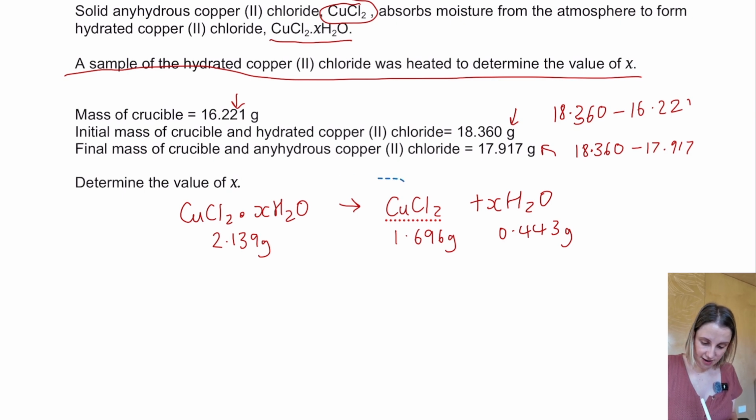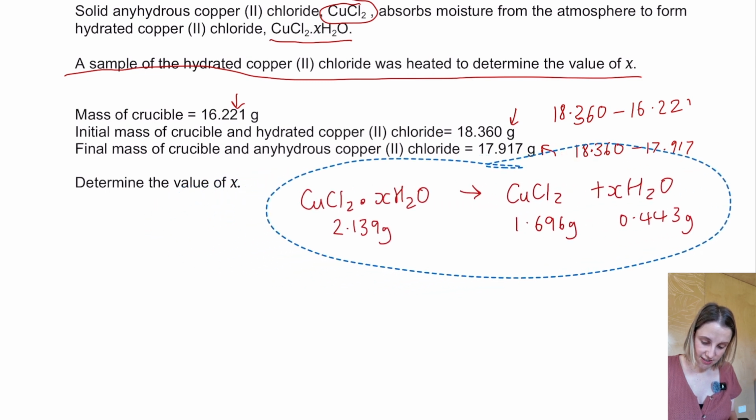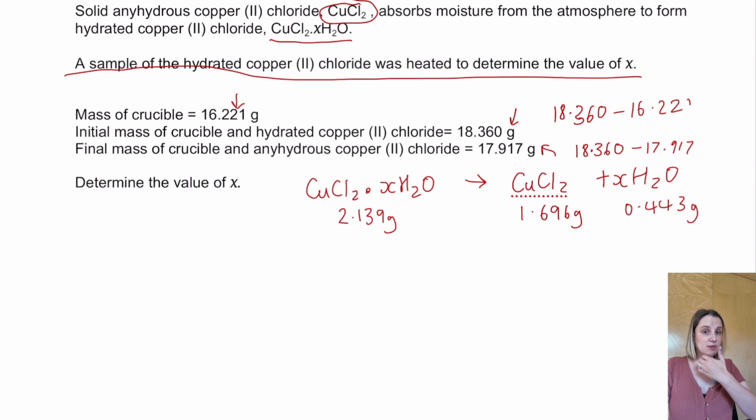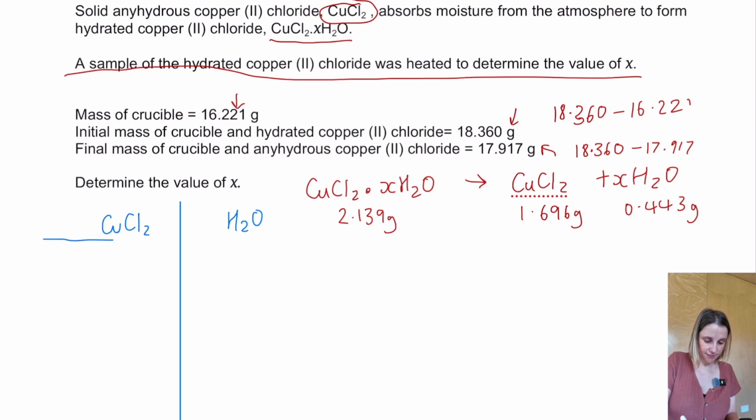Now, the reason that I say that this is really similar to an empirical formula question is because in empirical formula, where we were comparing the ratio of carbon to hydrogen to oxygen, what we're going to do here is compare the ratio of the ionic compound, so in this case, the CuCl2, and we're going to compare that to the water. So our table is going to look remarkably similar to how it did in the last question, but rather than it being atoms, it's compounds here.